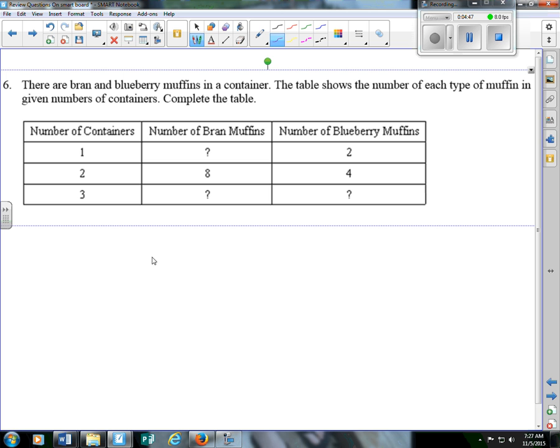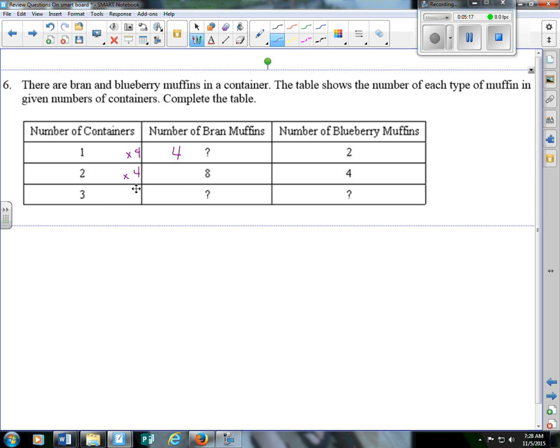There are bran and blueberry muffins in a container. The table shows the number of each type of muffin in given numbers of containers. Complete the table. Okay, I'd look right at this and I would say, okay, I have consistency right through here. So I know that I am timesing this by 4 to get to the 8. So I would probably take this number and times it by 4, and I get 4.